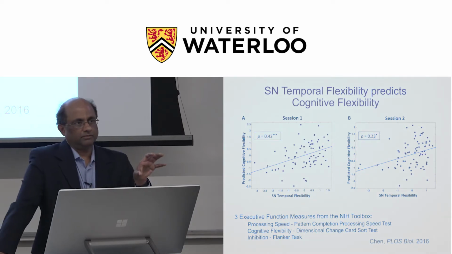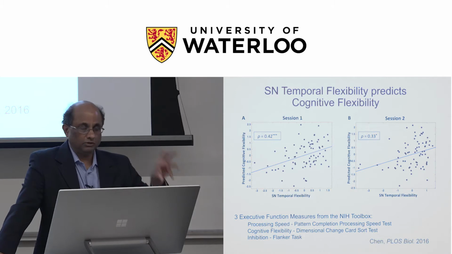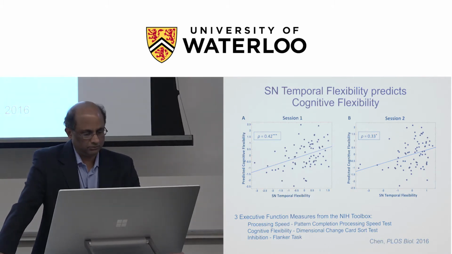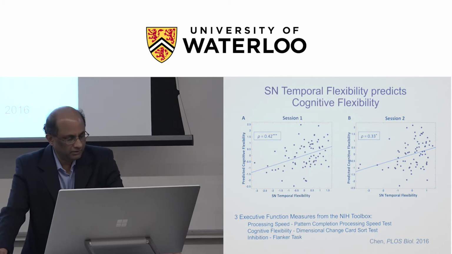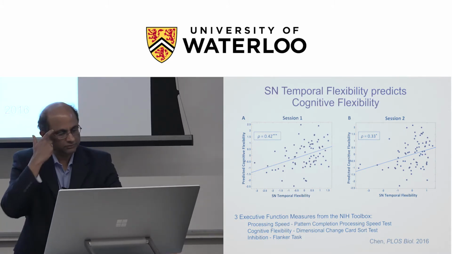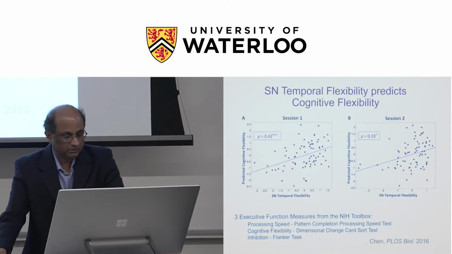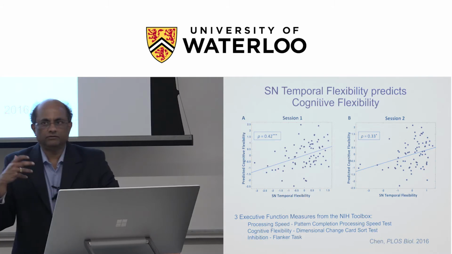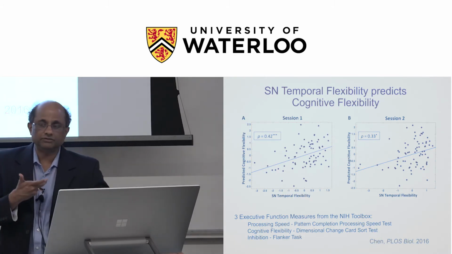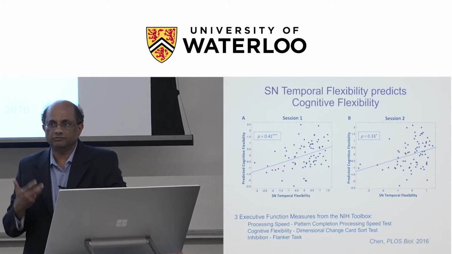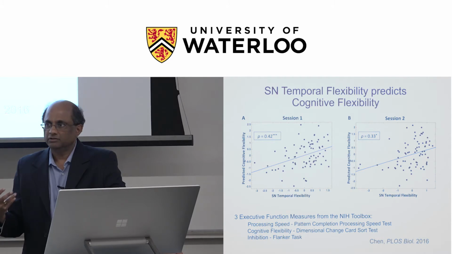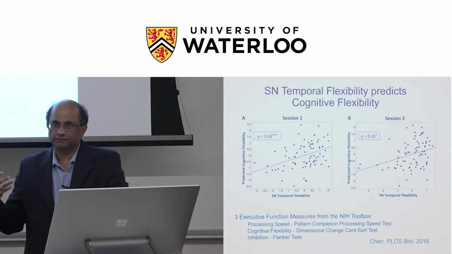Moreover, the flexibility of these systems, but not the subcortical nodes, was really related to cognitive flexibility as assessed using these NIH toolbox measures, processing speed and card sorting and flanker, in a canonical correlation analysis. And this was also replicated in the second session. So the general idea is that individual variation in flexibility of these systems predicts cognitive flexibility. Another handle that this system is really important for not just cognitive task performance, but in general cognitive flexibility.